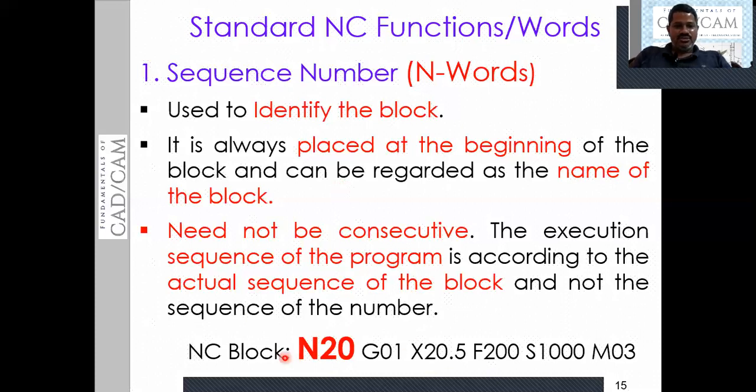As I said, consider this. This is one NC block: N20, G01, X20, 0.5. Like this, we have one block of statement here. In it, N20 is going to specify the address of this block, and it is not going to specify the order of execution. It is going to specify only the address of this block or address of this statement.